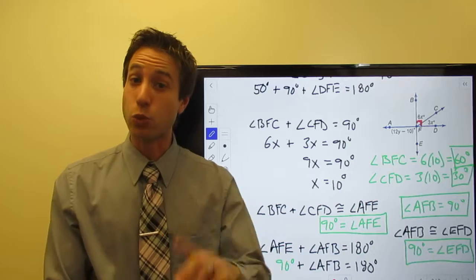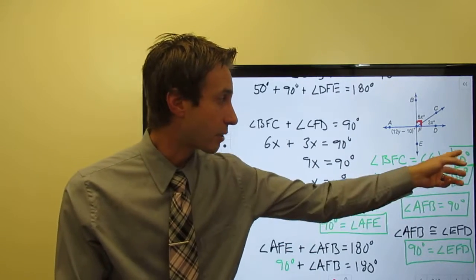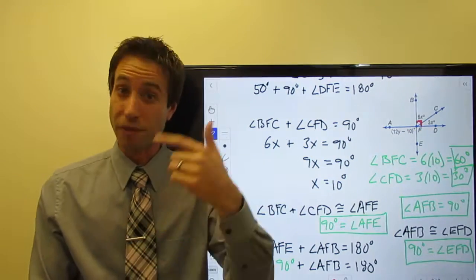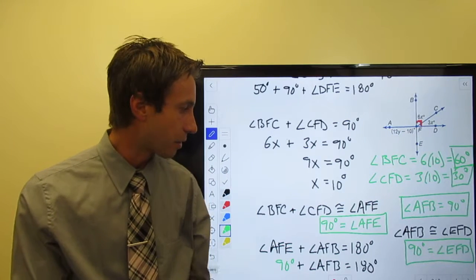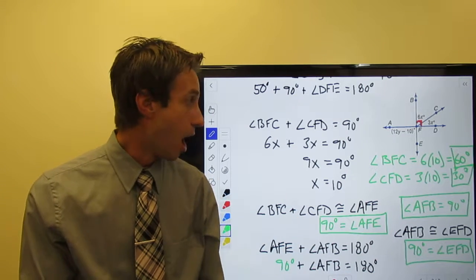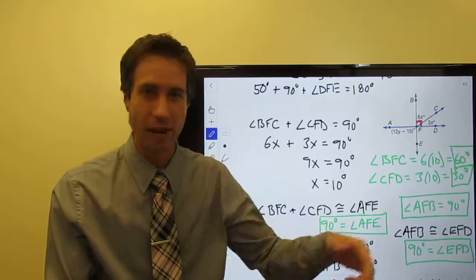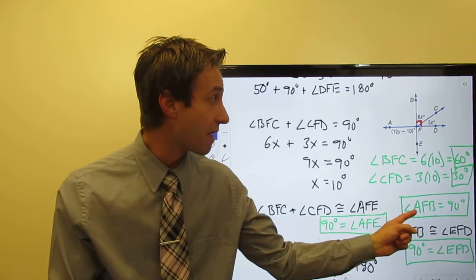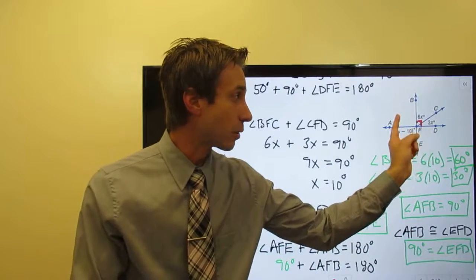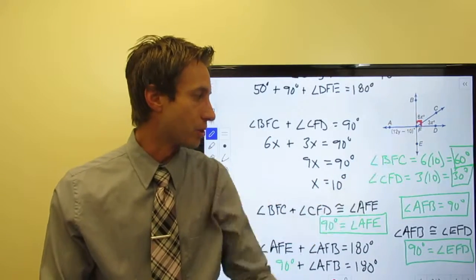Alright, so once again, what we did is we used complementary angles, two angles that sum to 90 degrees, to find the value of x. Once I knew x, I could find the measure of BFC and CFD. Then I used the vertical angle theorem to find AFE. Then I used supplementary angles or the linear pair theorem, the same thing, to find the measure of AFB, which turned out to be 90 degrees, and then the vertical angle theorem again to get the angle across from it, EFD. So using complementary, supplementary, and vertical angles, I was able to solve that diagram.